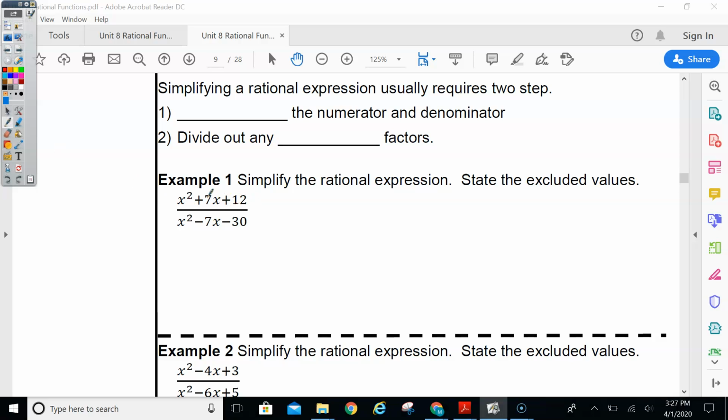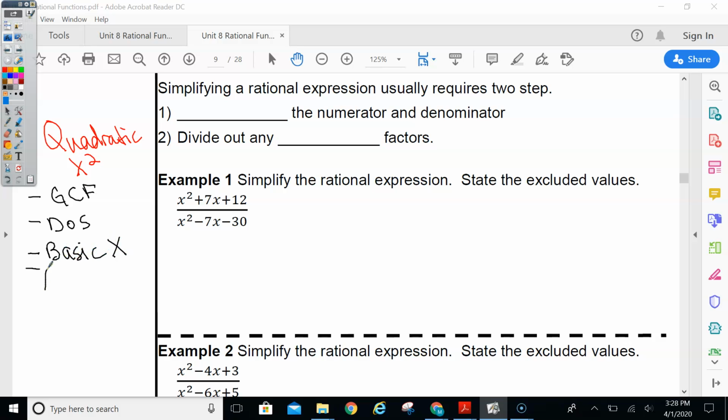Okay, so for a lot of these, they're going to be quadratics, which means they have x squareds in them. So that means they're going to have some kind of x squared. And we have to remember how to factor those. So remember, there's 4 different ways to factor a quadratic. We can do GCF. We can do difference of squares. We can do the basic, which is where the x comes in. Or we can do AC.